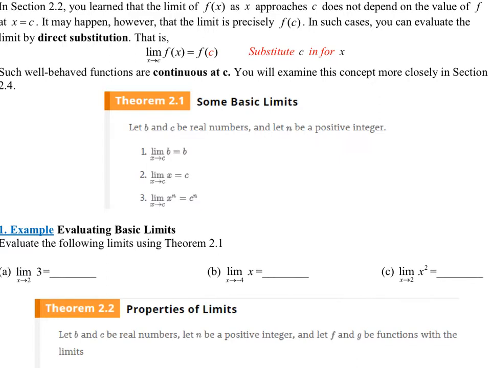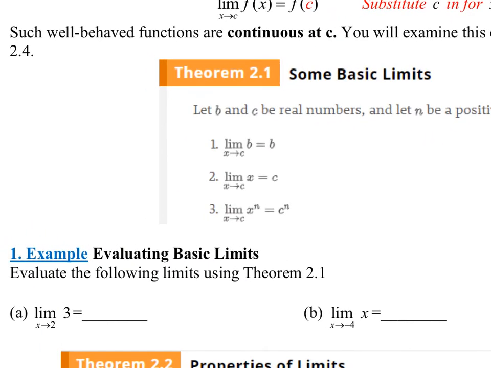It says, let b and c be real numbers and let n be a positive integer. Then the limit as x approaches c of b equals b. Again, remember that this inside function, this b, that's your y value. That's your function, your f of x. So let's think about why this must be true. Consider a function, let's do an example. How about y equals 3? Let's consider y equals 3.